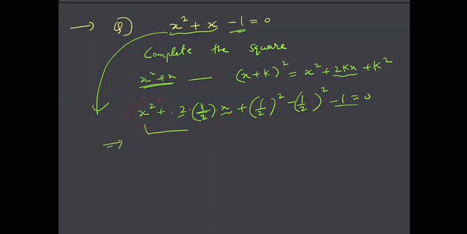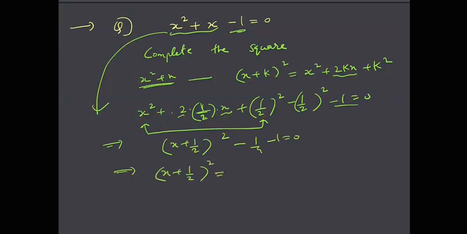Now this entire thing, it is what? a square plus 2ab plus b square. So it is a plus b whole square, and it is minus 1 by 4, minus 1 equals 0. Then I can write x plus 1 by 2 whole square as, minus 1 by 4, minus 1 goes to that side, it is plus 5 by 4. So then x plus 1 by 2 is how much? Plus minus square root of 5 by 4, right?